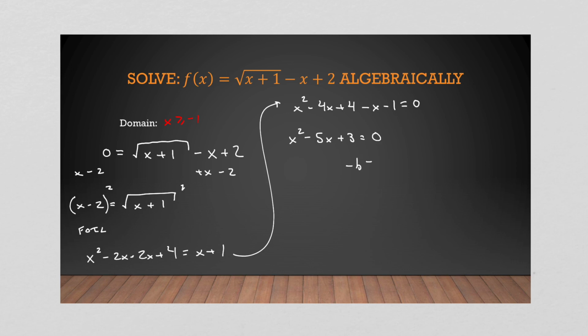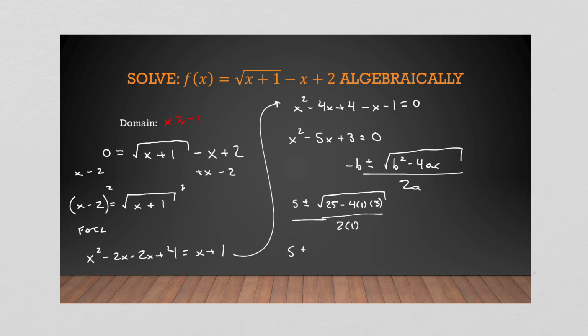And remember that that's negative b plus or minus the square root of b squared minus 4ac all over 2a. So we end up with 5 plus or minus the square root of negative 5 squared, which is 25, minus 4 times 1 times 3, all divided by 2 times 1. So 5 plus or minus the square root of 25 minus 12 all over 2. So 5 plus or minus root 13 over 2. Not an ideal looking number, but a number nonetheless. Now when we plug that in, we get two solutions.